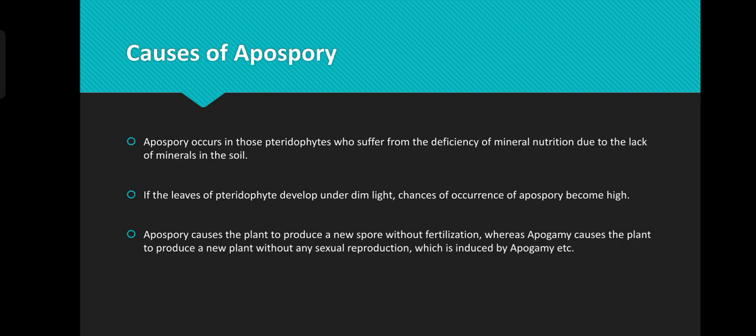Causes of apospory. Apospory occurs in those pteridophytes that suffer from a deficiency of mineral nutrition due to the lack of minerals in the soil. If the leaves of pteridophytes develop under dim light, chances of occurrence of apospory become high. Apospory causes the plant to produce a new spore without fertilization, whereas apogamy causes the plant to produce a new plant without any sexual reproduction, which is induced by apogamy, etc.